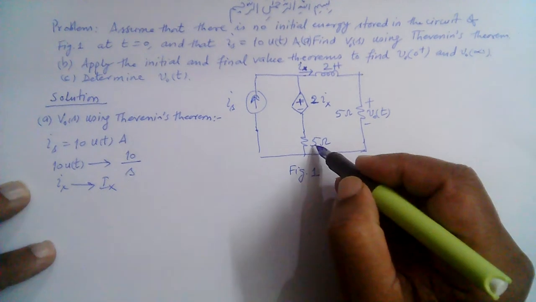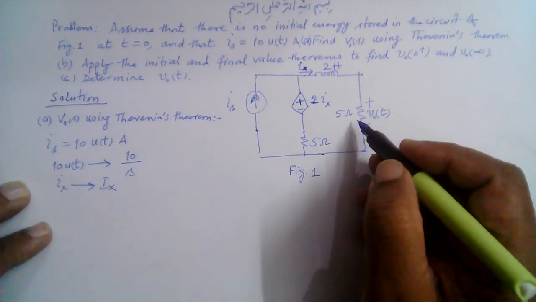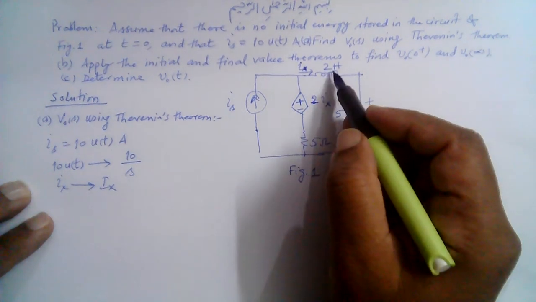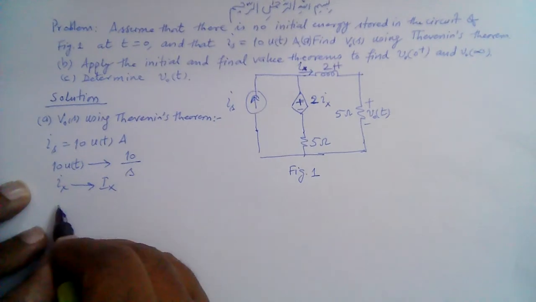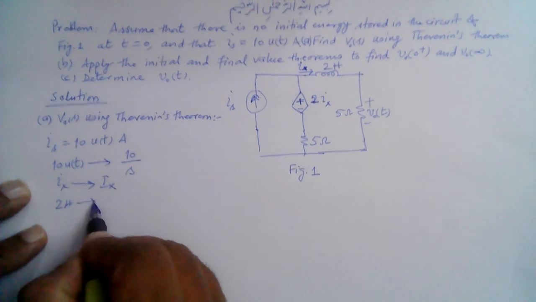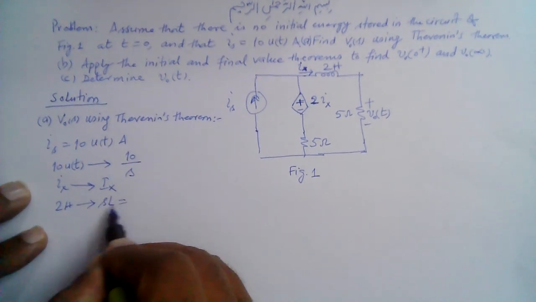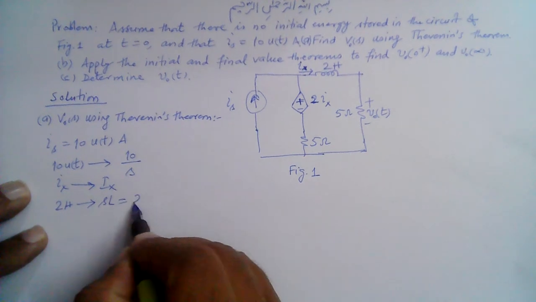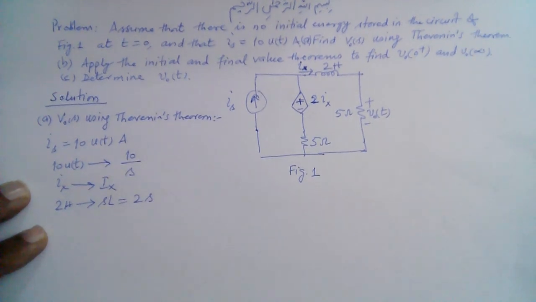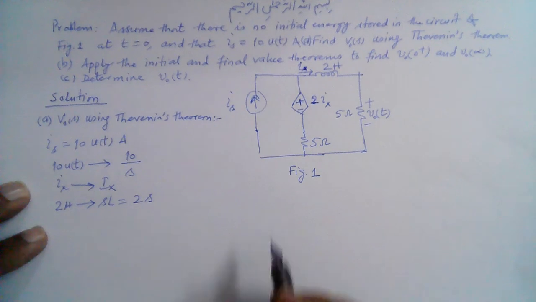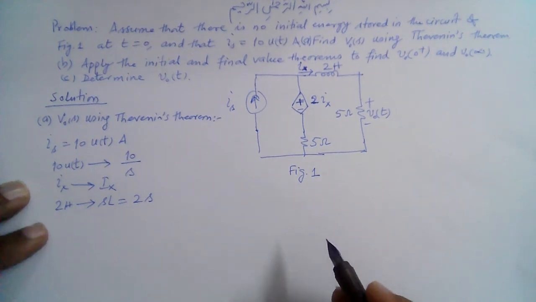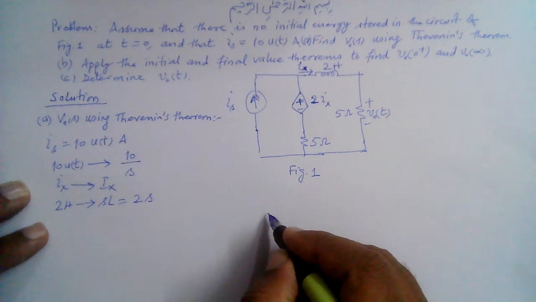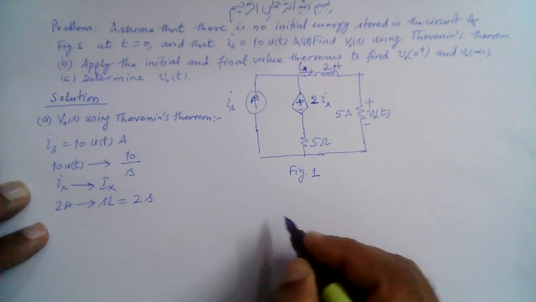This 5 ohm resistor remains the same in the S domain. This is not affected, but this 2 Henry inductor becomes SL, which is S multiplied by L, which is 2 Henry. So this is 2S. So we can redraw this circuit in the frequency domain like this.